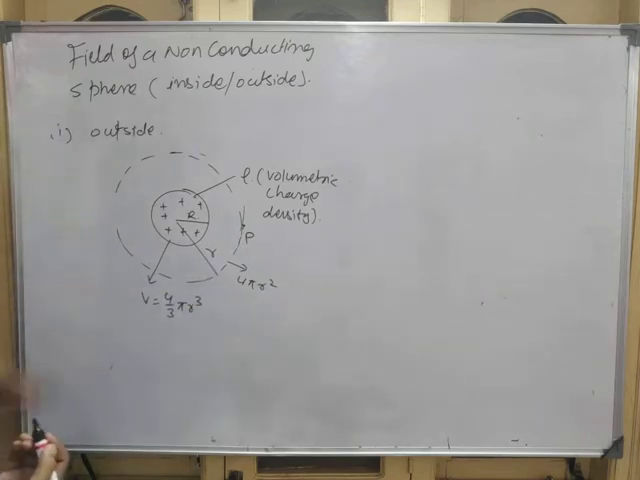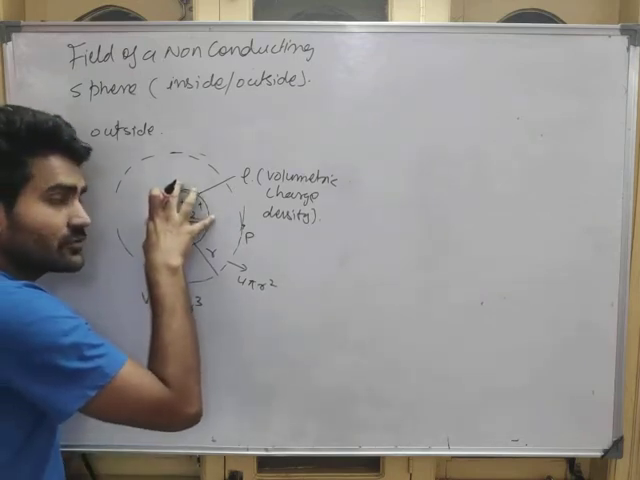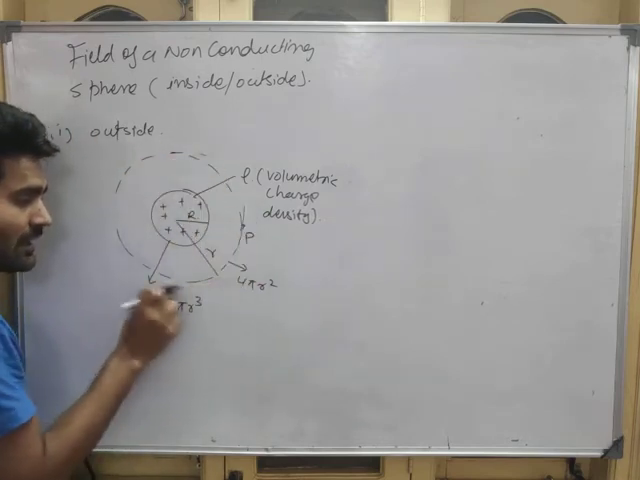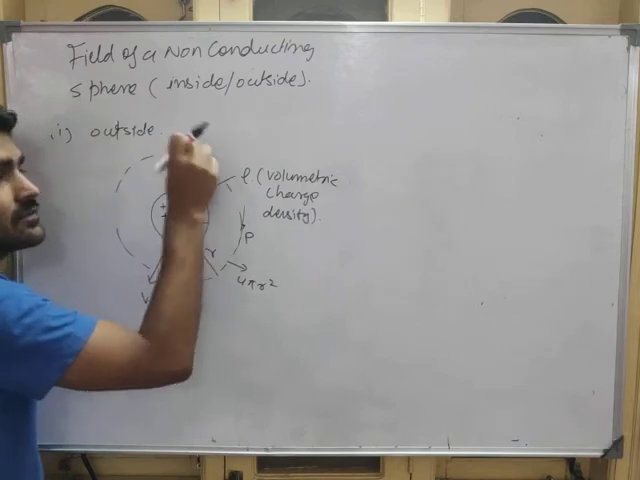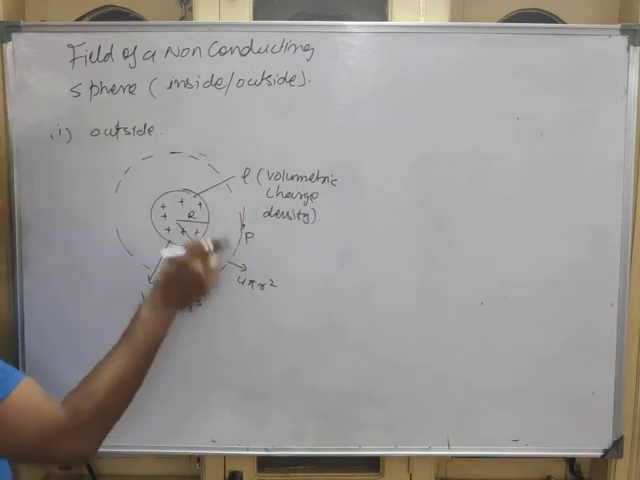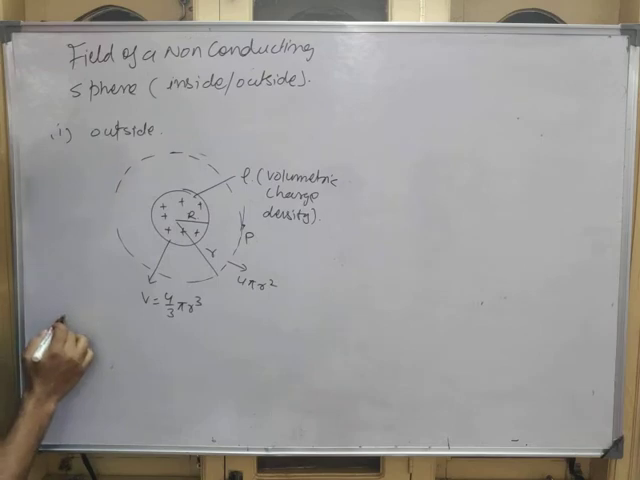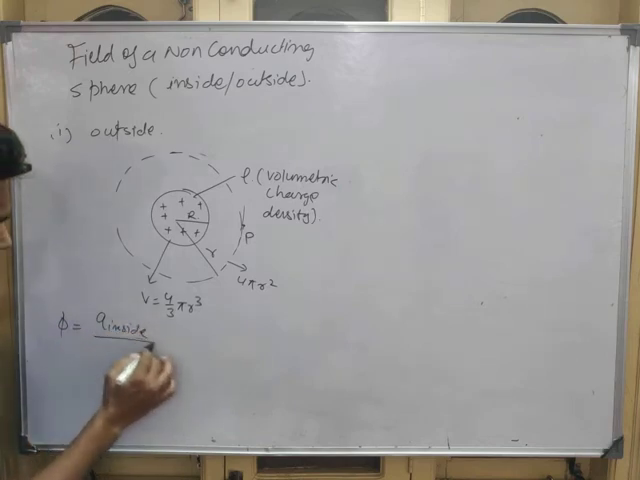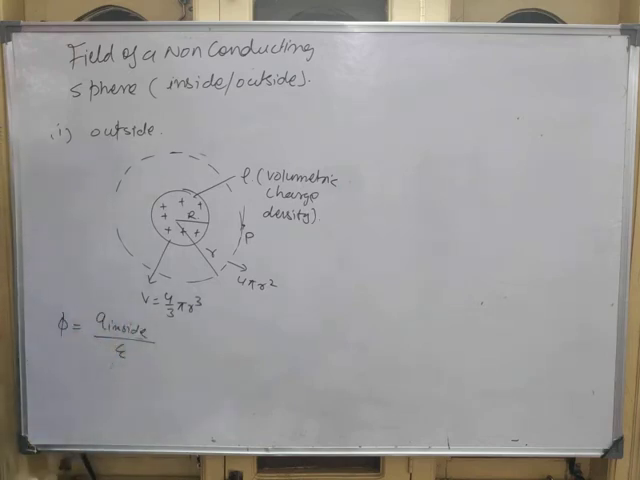Now let's take this as the charge inside, and we'll apply the Gauss law on this outer sphere. So we'll apply phi equal to Q inside by epsilon, where phi is the flux leaking out of any surface. If it is kept in free space, we'll take epsilon naught, right? And we also know that phi, by the conventional formula, is E dot A.